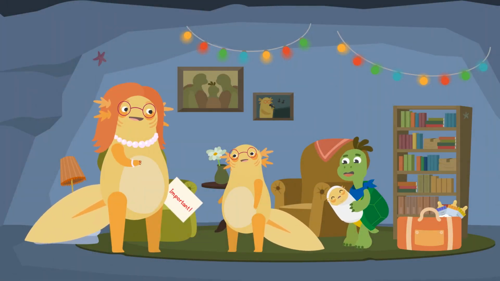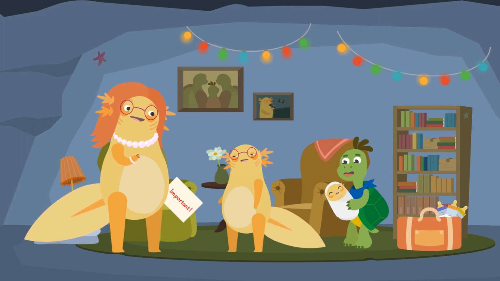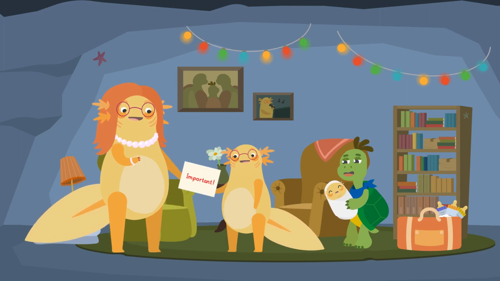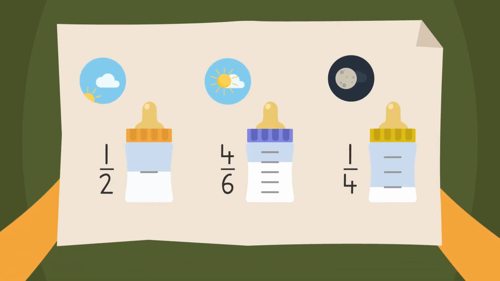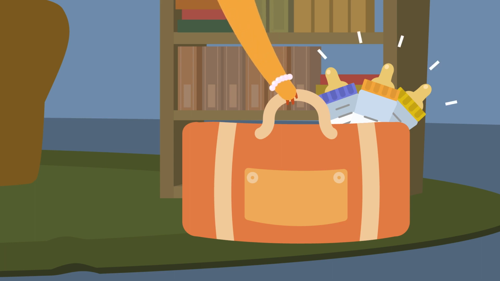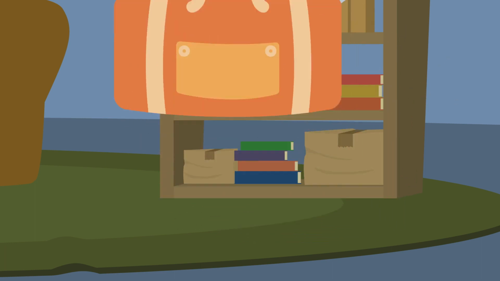Axel and Tank are babysitting Axel's little brother, Odell. Axel's mom left very strict instructions for them to follow. Odell needs 1/2 of a bottle in the morning, 4/6 of a bottle in the afternoon, and 1/4 of a bottle before bed. There's only one problem. His mom took the diaper bag with all the bottles.